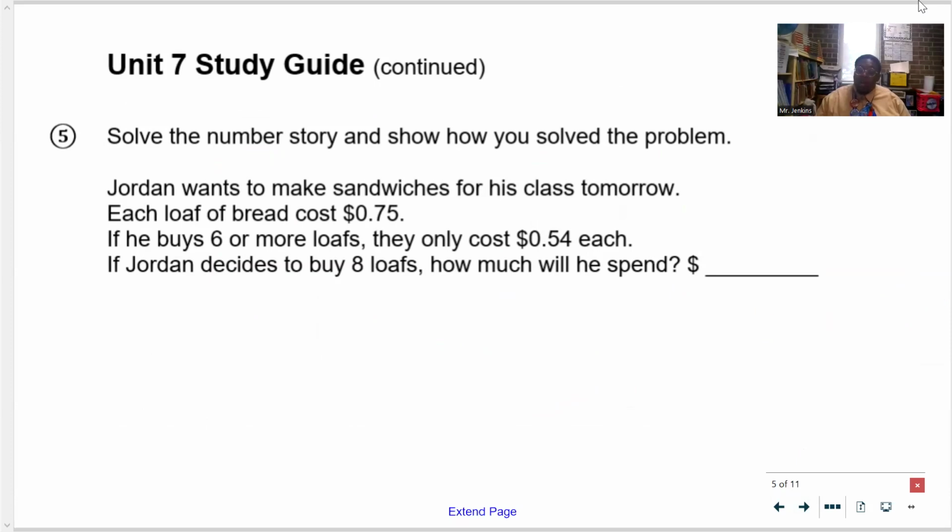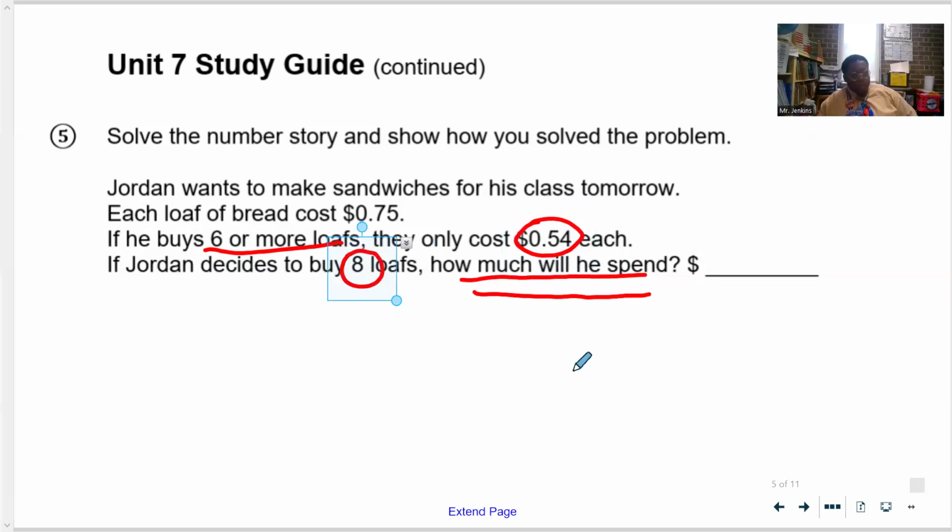They're having a sale, and you'll notice that a lot of grocery stores, in order to sell more things, have these sales where if you buy more than one or you buy an item in bulk, they'll actually lower the price of that item. So here it says if he buys 6 or more loaves of bread, then they will only cost 54 cents. Jordan needs to buy 8 loaves of bread in order to feed the class. So how much money will he spend?